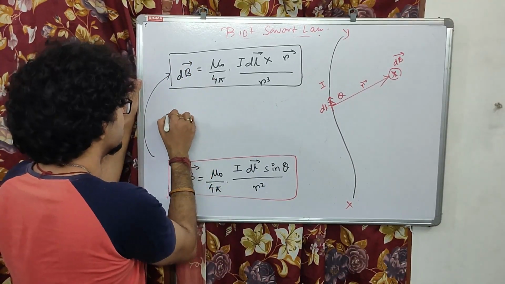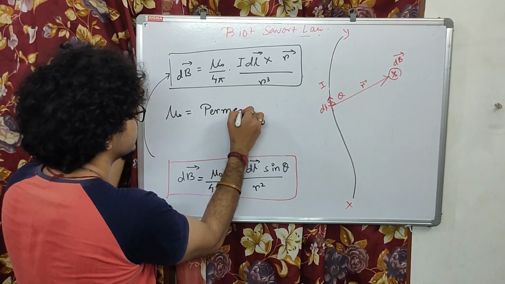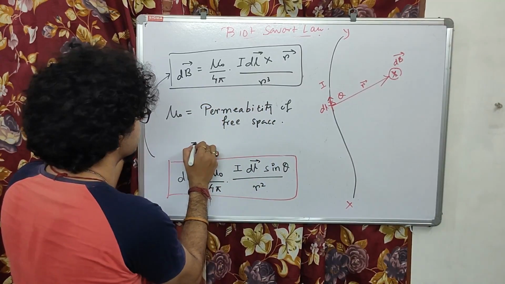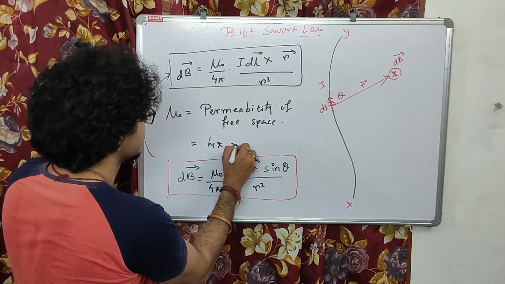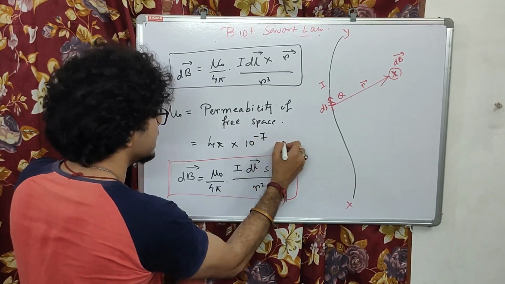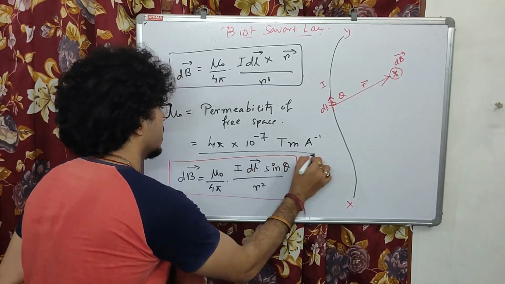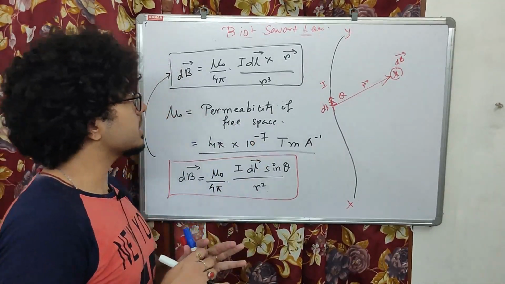Now what is mu naught? This is known as the permeability of free space. The magnitude of mu naught is 4 pi into 10 to the power minus 7 Tesla meter ampere inverse. So this is the unit of mu naught. Yes, I am explaining, just understand this.